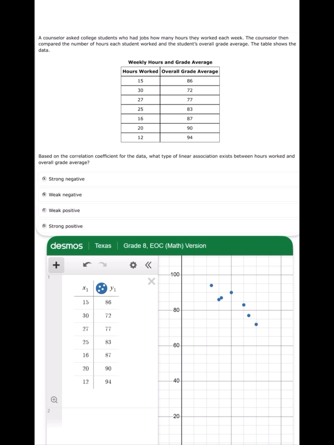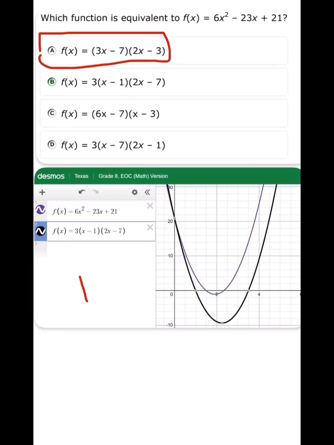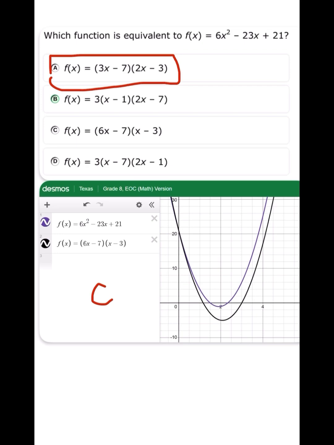Enter the values in a table to see the trend. The points are less scattered and can easily be seen as going down, hence a negative trend which is also strong. The graph of the question and answer choice A overlaps perfectly. Answer choices B, C, and D produce graphs different from the graph of the question.